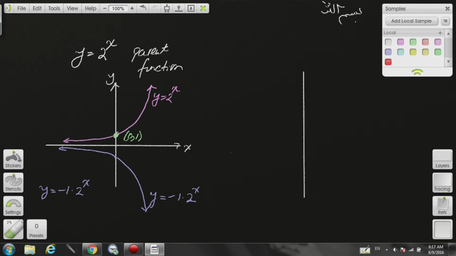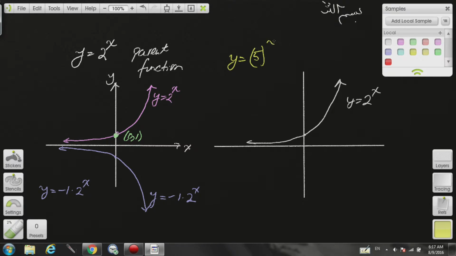Also, if this is the parent function right here, we have previously also explored something like this. y equals 5 to the x. What happens if you change the multiplier to 5? Well, the y-intercept will still be the same, but this will grow faster. It'll be like this. It will grow faster and also decrease faster, because 5 to the negative 1 is 1 over 5, and 2 to the negative 1 is 1 over 2. So this will grow faster, but also decrease faster.